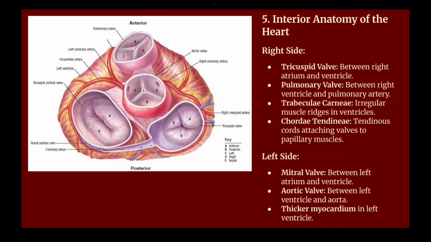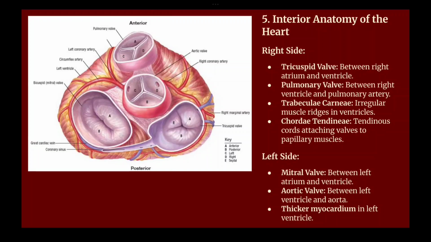The tricuspid valve lies between the right atrium and the right ventricle. The pulmonary valve is between the right ventricle and the pulmonary artery. The trabeculae carneae are the irregular muscular ridges in the ventricle, and the chordae tendineae are the tendinous cords attaching between the valves and the papillary muscles. Now on the left side we have the mitral valve, which lies between the left atrium and the left ventricle.